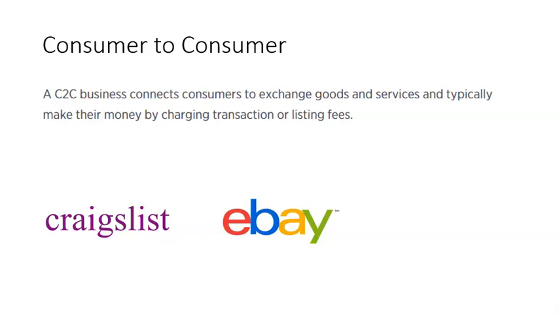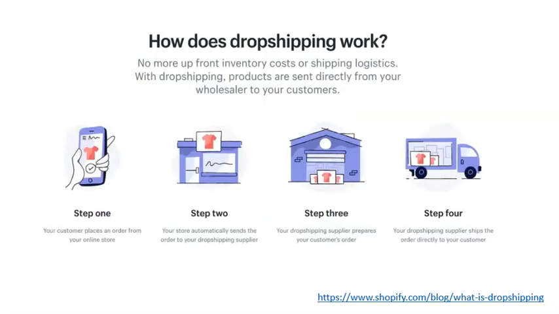But once the company sets up the framework for consumer to consumer, all the logistics is handled by the consumers themselves. So a consumer will go onto eBay and purchase from another consumer. Same thing with Craigslist. They aren't actual companies. So that's that model.